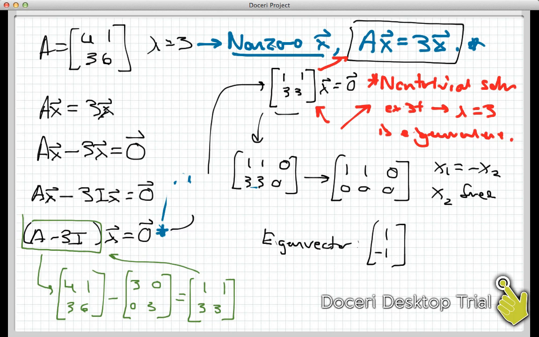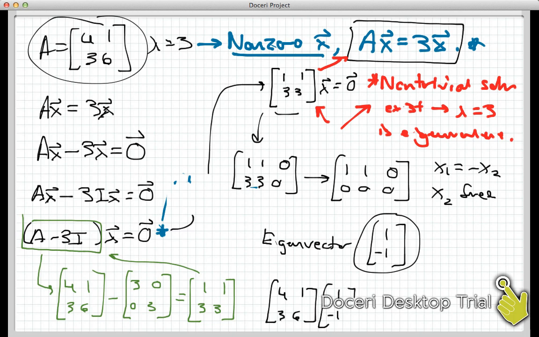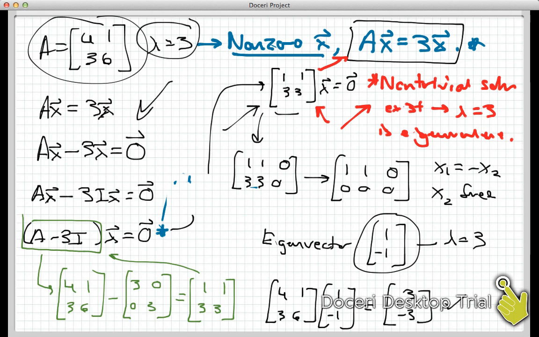And we could check this just to make sure. If I take 1, minus 1 times A, let's see what I get. I would take 4 1 3 6 times 1, minus 1. Let's just see what we get. If this is really an eigenvector for lambda equals 3, what I'm supposed to come up with is 3, minus 3. Let's just see if we do. So I'd have 4 minus 1, that's a 3. Then I have 3 minus 6, that's minus 3. So that checks out. As we learned in the last video, any vector that is parallel to this, that lies on the same line as 3, minus 3, or 1, minus 1, will also serve as an eigenvector for lambda equals 3.